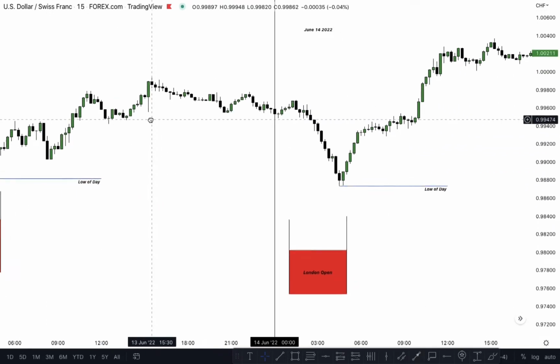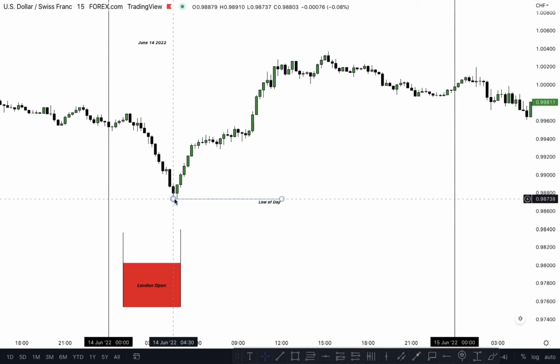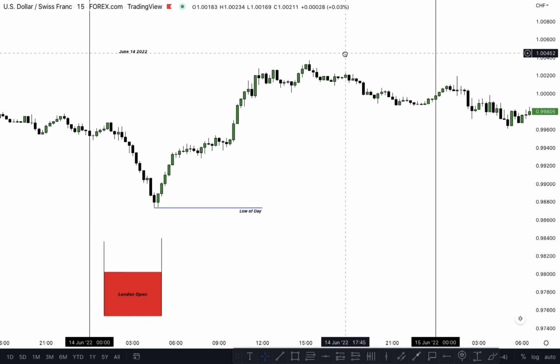We move on to the next day, June 14th, the last example. You can see that price makes the low of the day right before 5 a.m. Right here. So it makes it right at 4:30 a.m. Makes the low of the day, New York Eastern Standard Time at 4:30 a.m. and then rallies away from it on an up closing day.